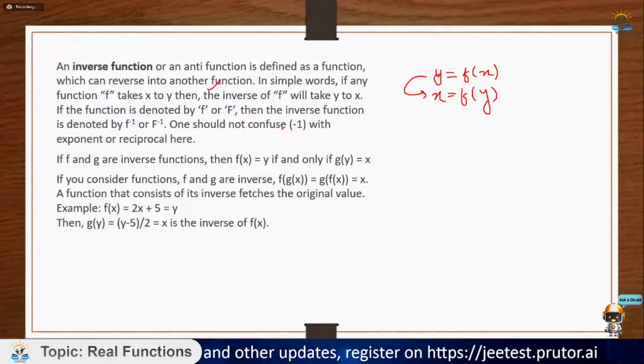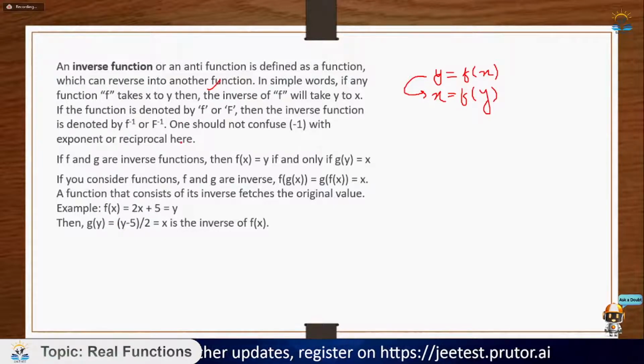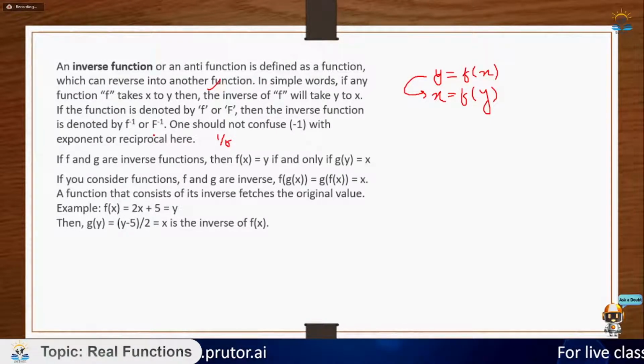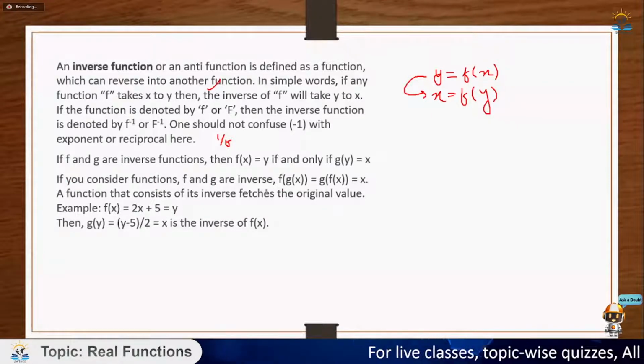And do not confuse -1 with reciprocal here, which is one more thing which many students do actually. F inverse is not 1 by f. 1 by f is something else. So this is not 1 by f thing. It is f inverse means you have to represent y equal to f of x in the form of x equal to f of y. So these are two different things. Don't confuse them.